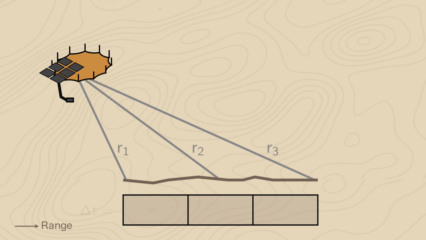For example, a signal that returns from the closest point of our area to be imaged in range, the so-called near range, arrives back at the antenna at 2 times R1 divided by the speed of the microwave, the speed of light. In the same fashion, signals from mid-range arrive back at 2 times R2 divided by the speed of light, and signals from far range arrive back at 2 times R3 divided by the speed of light.